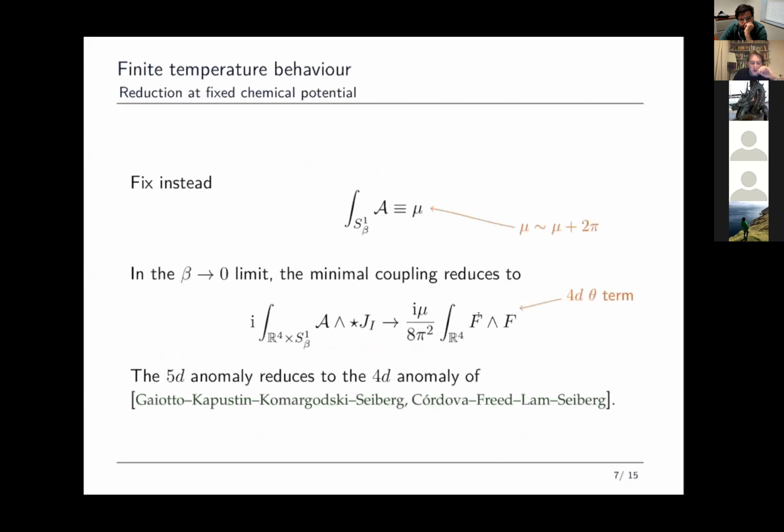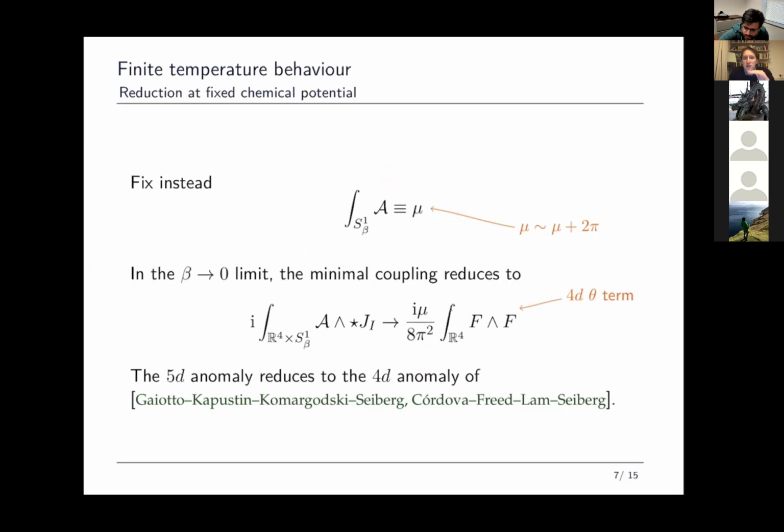Now, before moving on to the supersymmetric case, I should mention one last consistency check that can be obtained by considering the reduction with a fixed chemical potential. So it's a different ensemble. So we fix the holonomy of the background gauge field around the S1. And in this case, the minimal coupling reduces to a 4-dimensional theta term where the periodicity of the theta angle comes about from the periodicity of the axion.